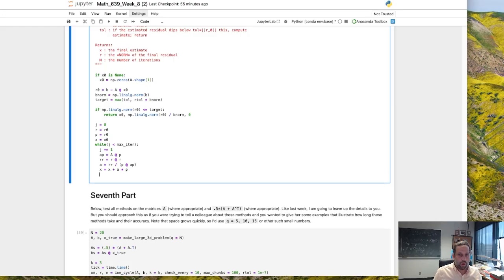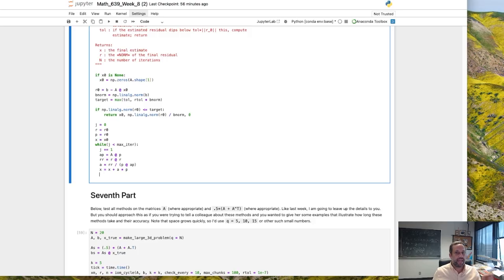Okay, so the only expression where we're using both the current value and the previous value is going to be for beta j. Remember, beta j is r_{j+1} over r_j. That is, beta j is equal to the inner product of r_{j+1} with itself divided by the inner product of r_j with itself.